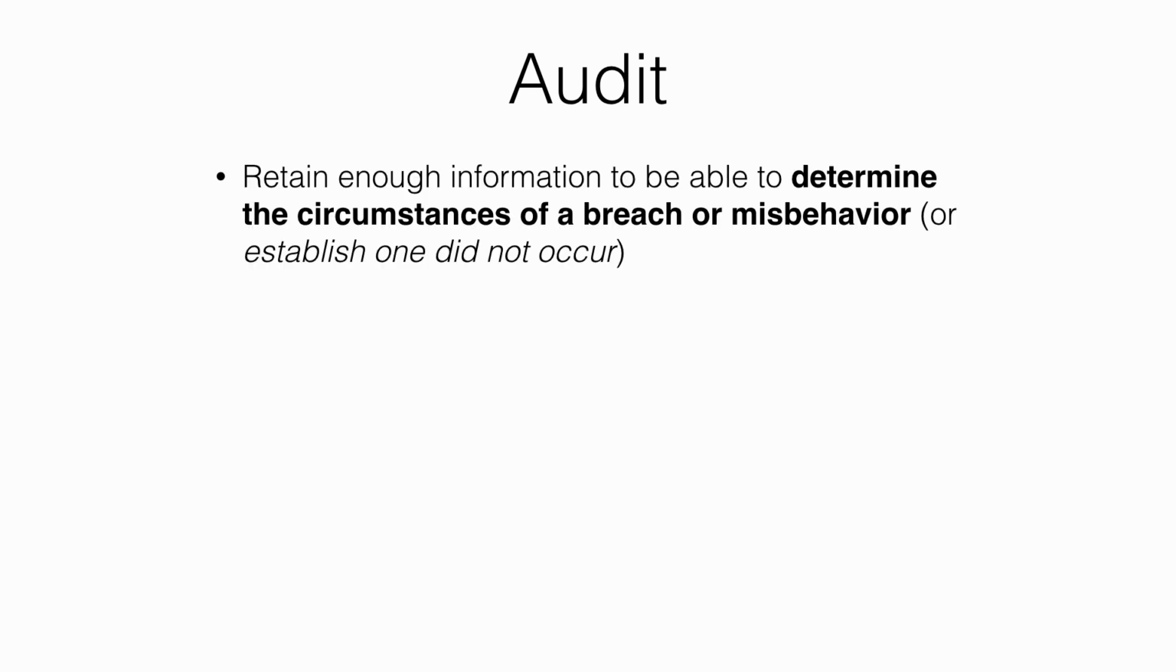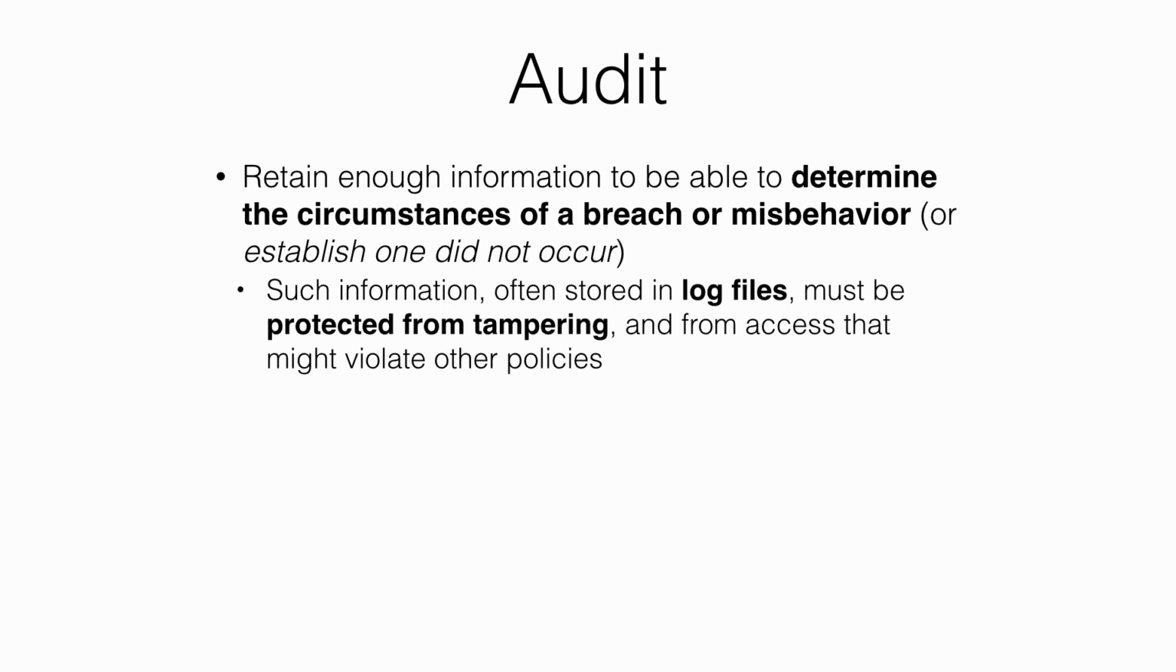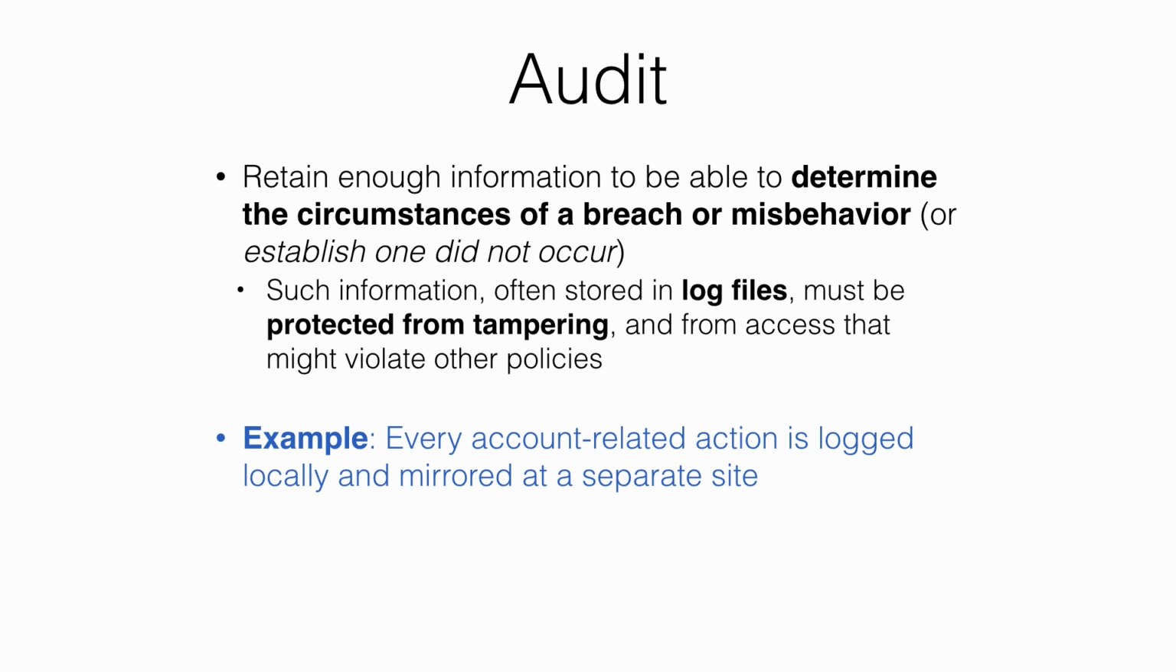The final element of the gold standard is audit. The idea here is to retain enough information to be able to determine the circumstances of a breach or misbehavior, or to establish that a breach or misbehavior did not in fact occur. Such information is often stored in log files. In order to be trustworthy, we must protect these files from tampering. As an example, every account-related action may be logged locally and then mirrored at a separate site to avoid tampering. These logs could be used, for example, to confirm or refute a claim that Bob might make that a withdrawal took place from his account.